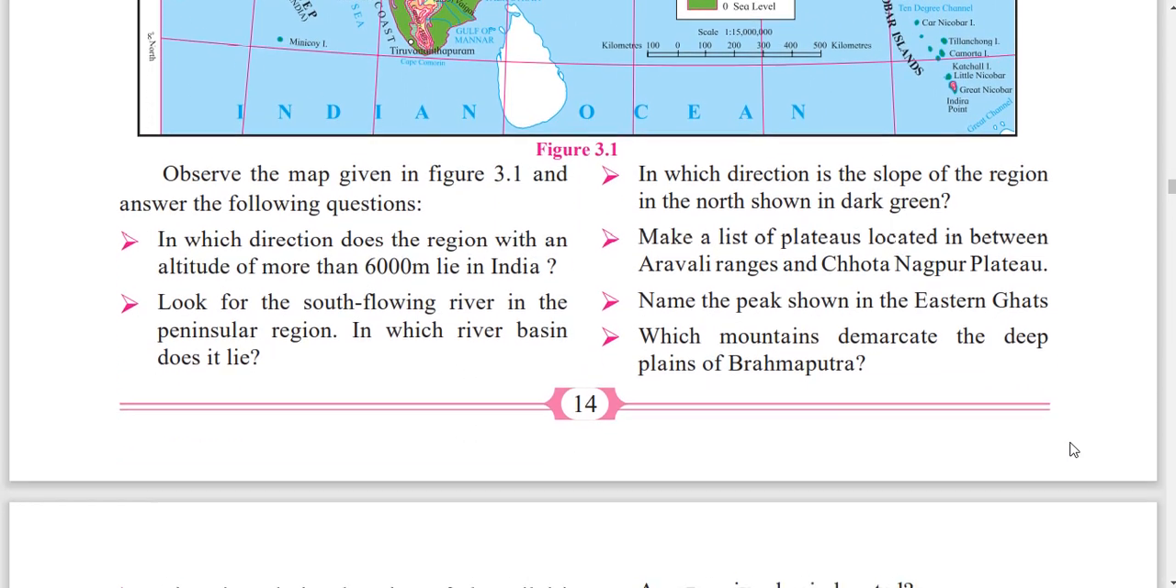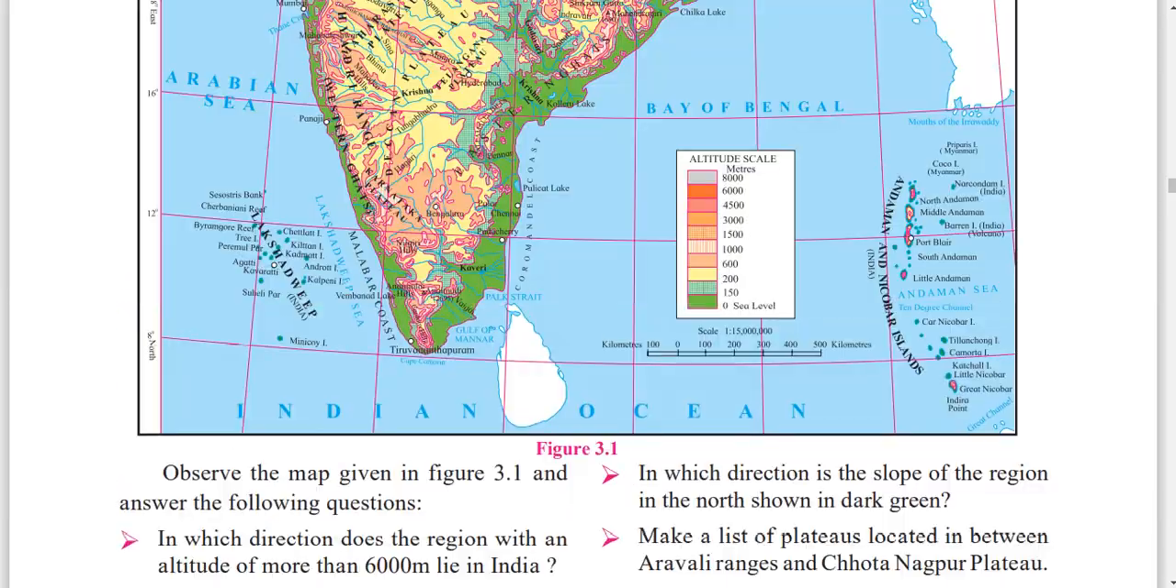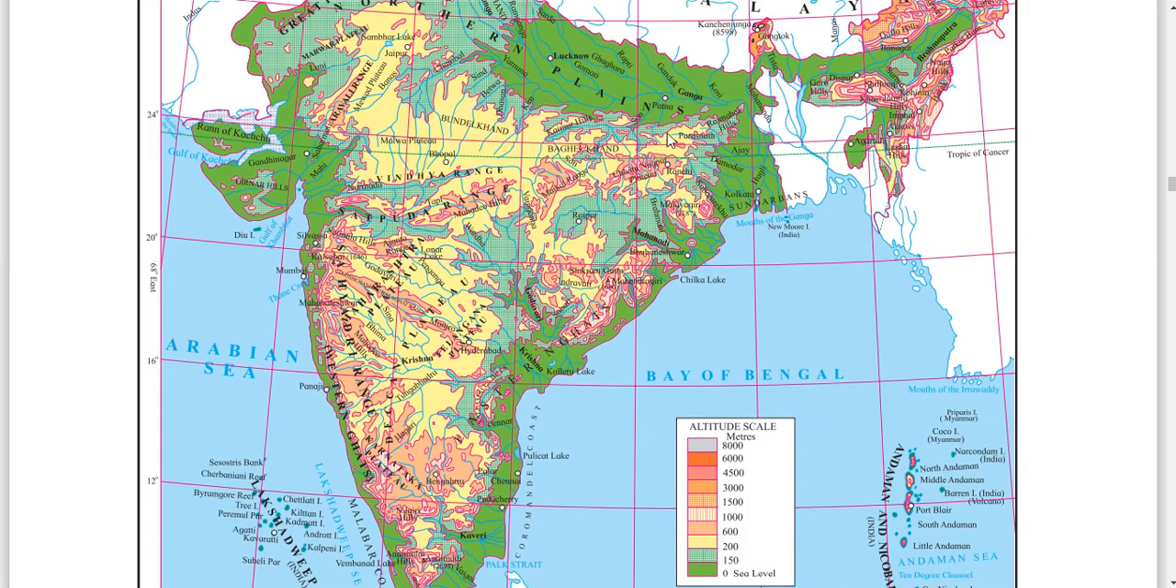We will read the text given in this and find it yourself, the different places in the map, right? Observe the map given in figure 3.1 and answer the following questions. You can use atlas also to find these places, or you can take help of internet also if you are not able to find the places in this map, because this map is very congested, so many things are given in this.